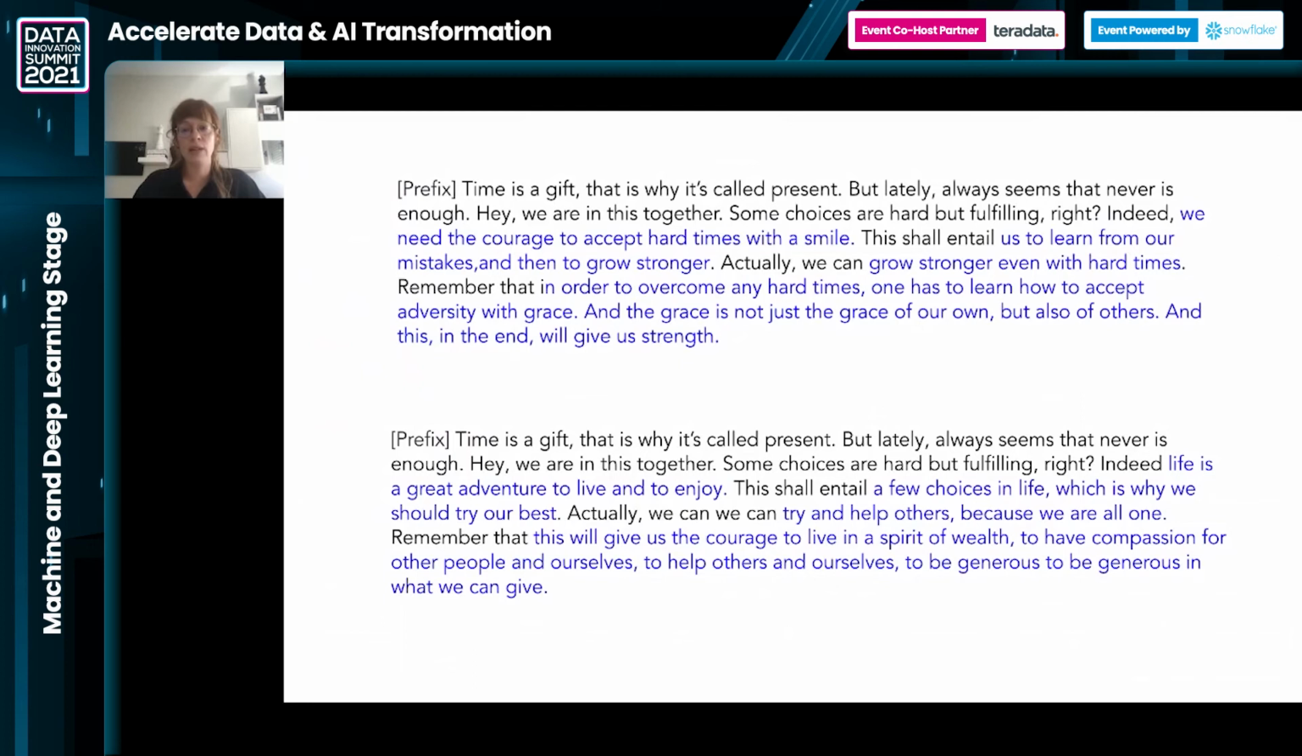And then in the first option, the agent starts talking about the need of courage to accept hard times with a smile. This entails us learning from our mistakes and then growing stronger. Actually, we can grow stronger even with hard times. Remember that in order to overcome any hard time, one has to learn how to accept adversity with grace. And the grace is not just the grace of our own, but also of others. And this, in the end, will give us strength.